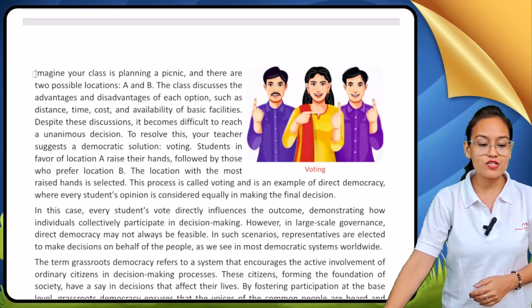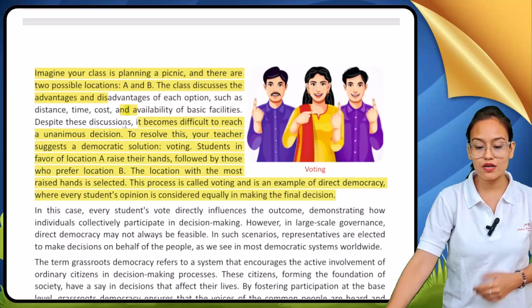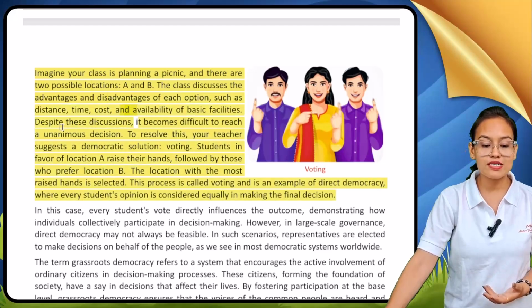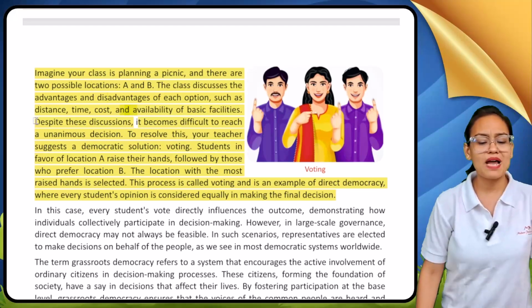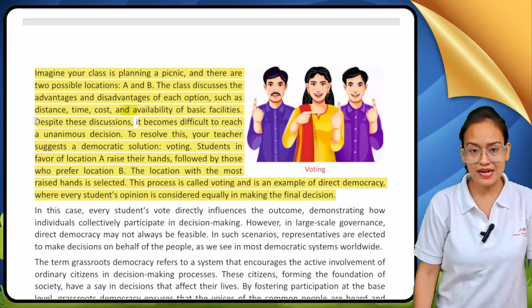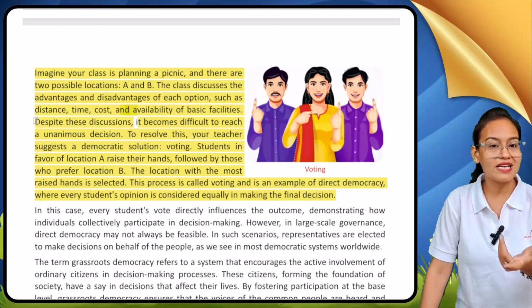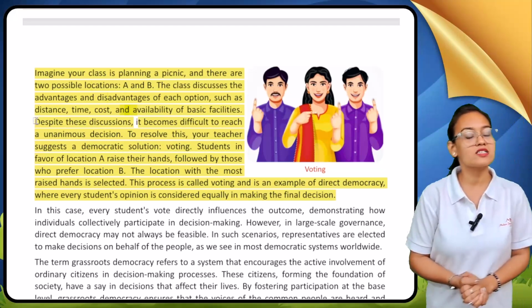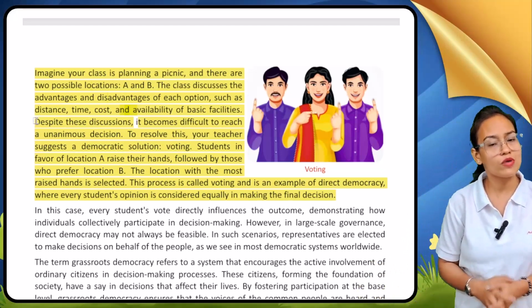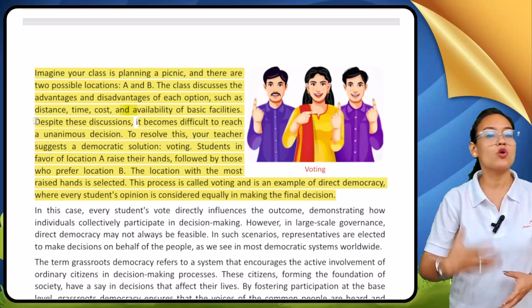So here, my dear student, you can imagine different cases, and in this way you are going to understand the concept of democracy. An example is given. Suppose you are planning a picnic, and you discuss two things. You selected two areas where you want to go for the picnic. The class discusses the advantages and disadvantages of each option.